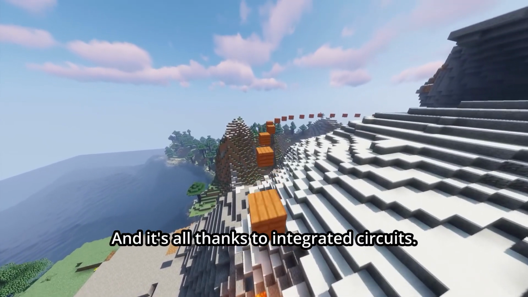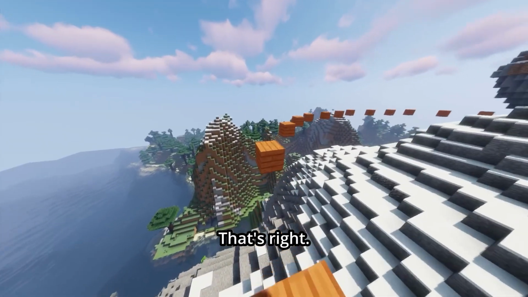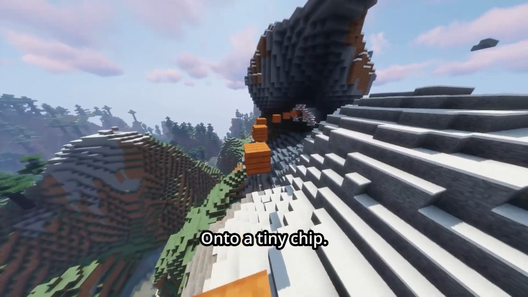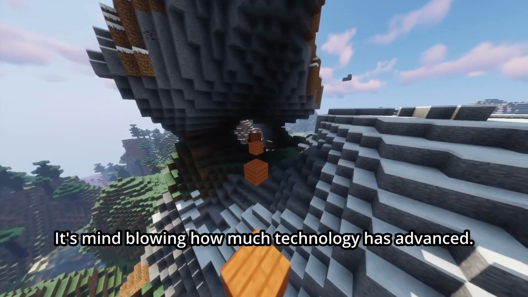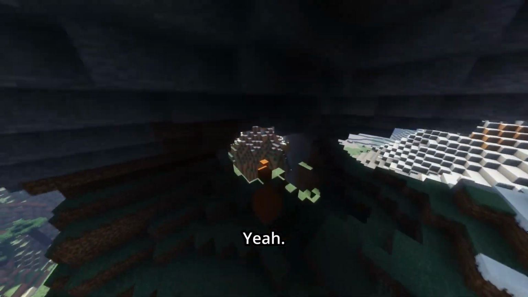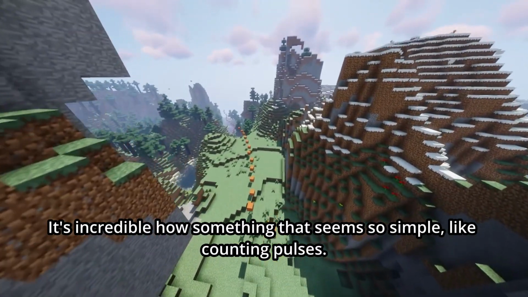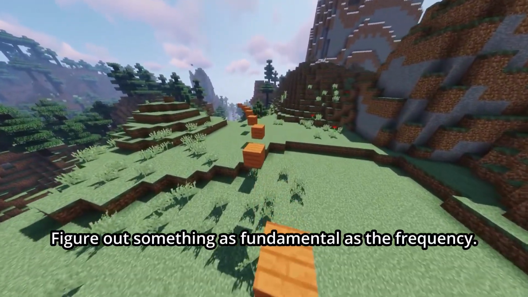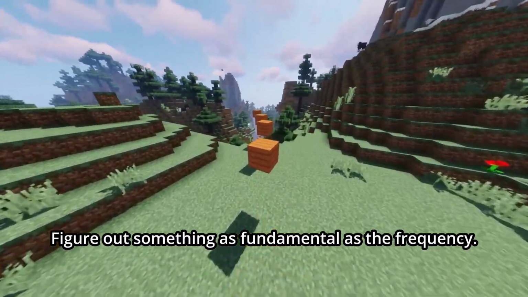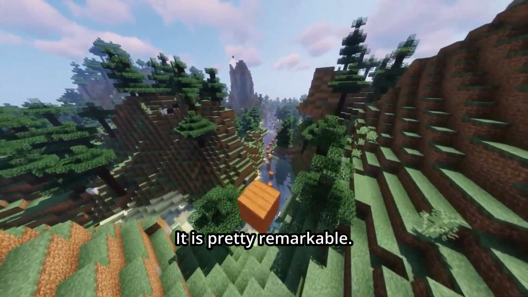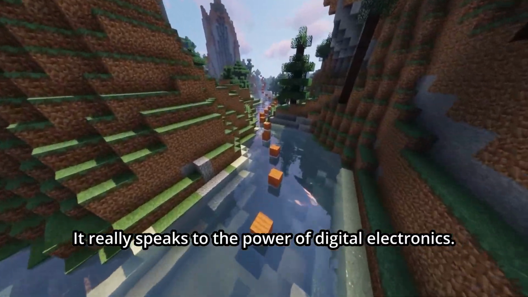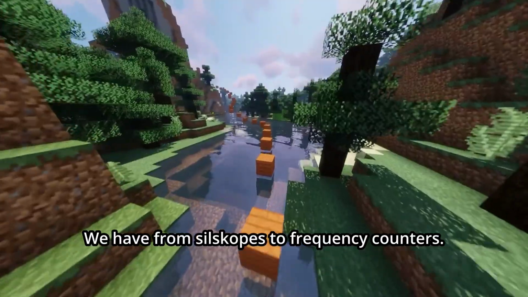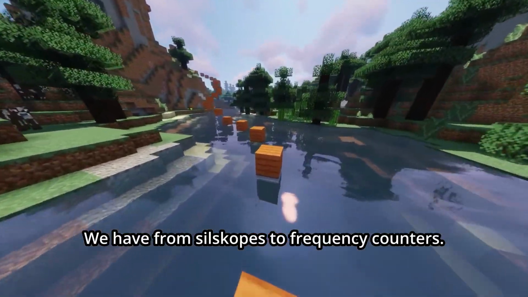Okay. And it's all thanks to integrated circuits. That's right. That we can fit all of this counting power onto a tiny chip. I know, it's pretty amazing. It's mind-blowing how much technology has advanced. It really is. It's incredible how something that seems so simple, like counting pulses, can be used to figure out something as fundamental as the frequency from an AC signal. It is pretty remarkable. It really speaks to the power of digital electronics. It does. We've covered a lot of ground today, from oscilloscopes to frequency counters.